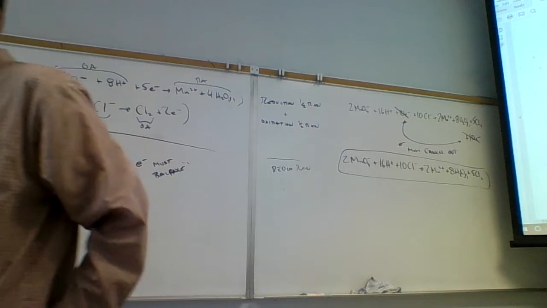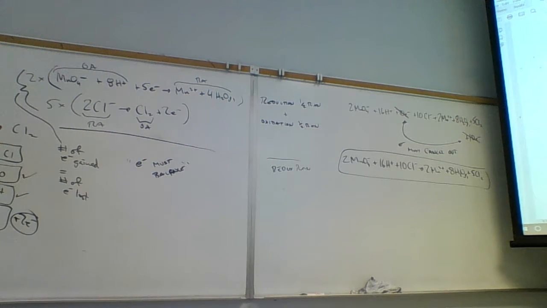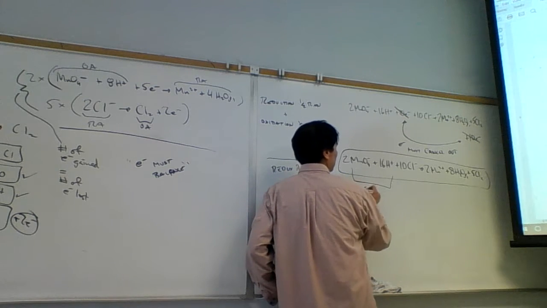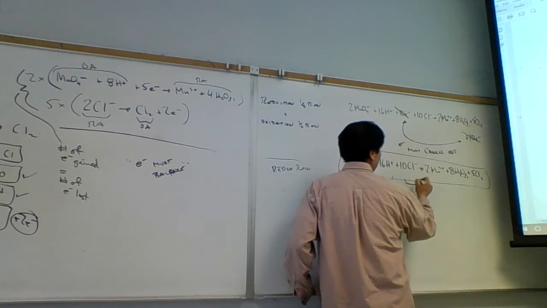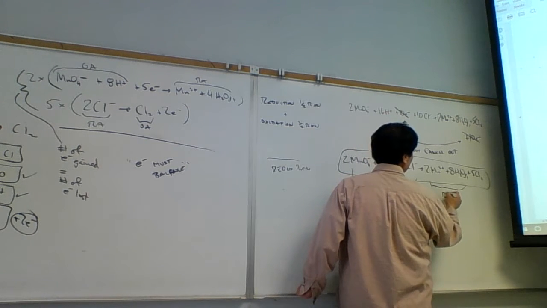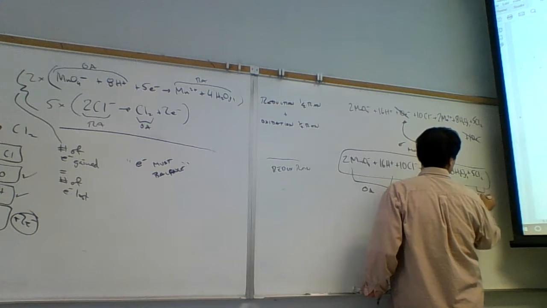So we're pretty much told the major products. All we had to do was complete and balance it, and so this process is for completing and balancing this reaction. If we want to further analyze this reaction, then we know that this is our OA here. This is our RA, this is our RA here going backwards, and this is our OA.